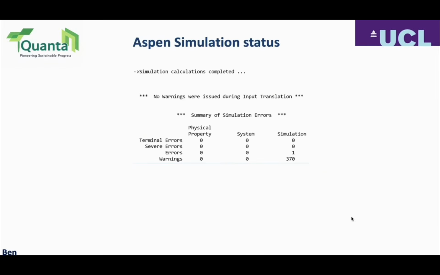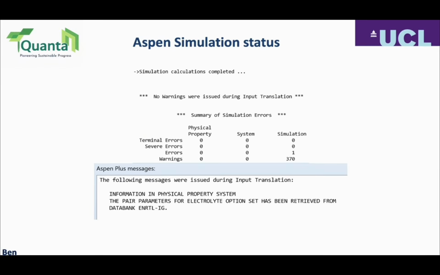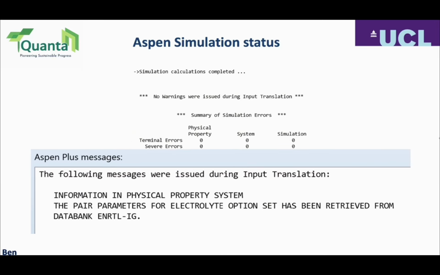The all-around status for the Aspen flowsheet was very good, with only one error message appearing during simulation. This message simply stated that Aspen had loaded correct binary interaction data from the ENRTL-IG databank, confirming that the property method had been set up properly for the electrolyte calculation.